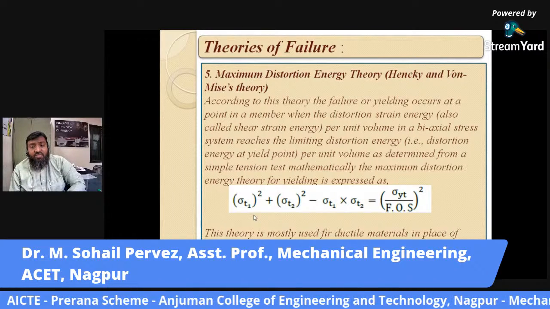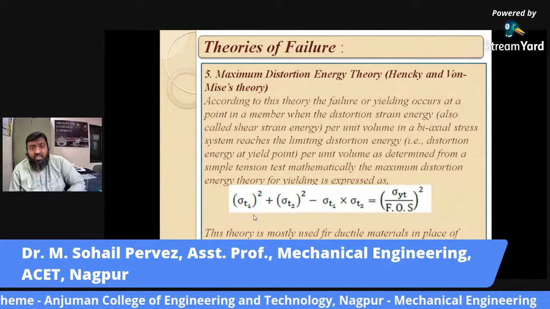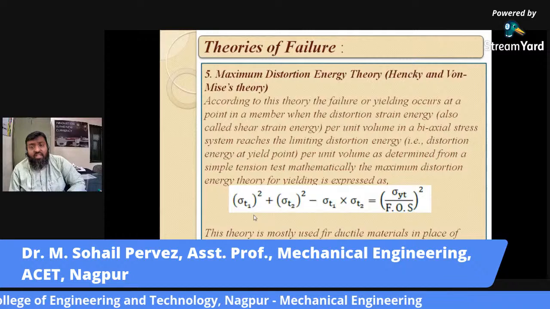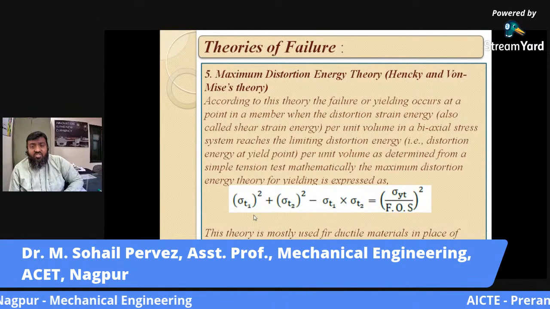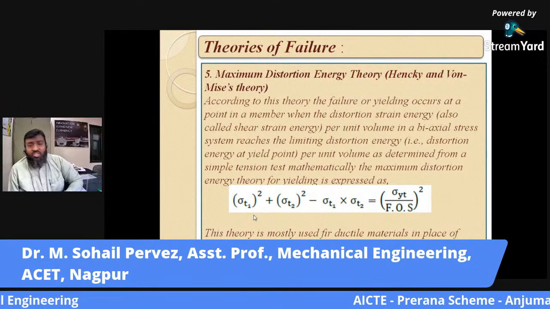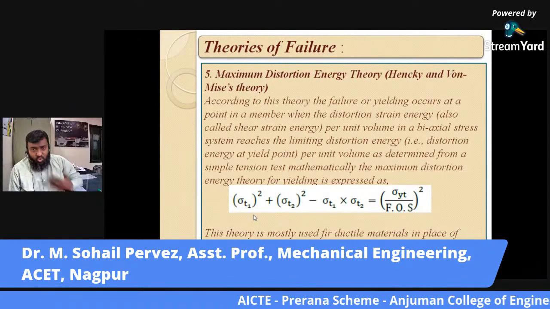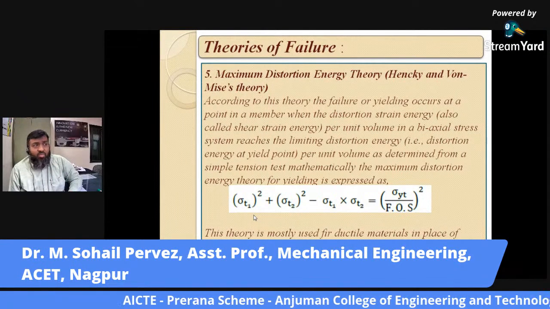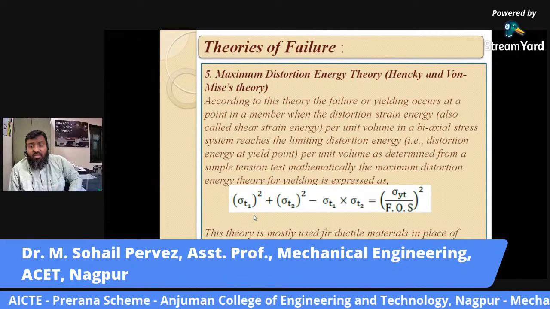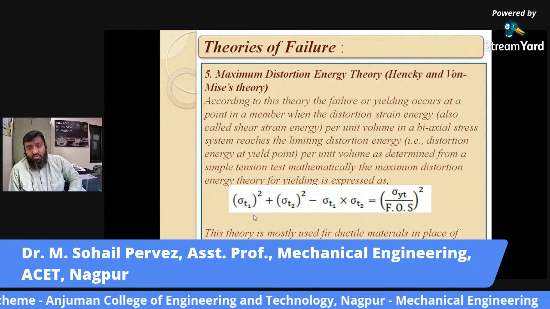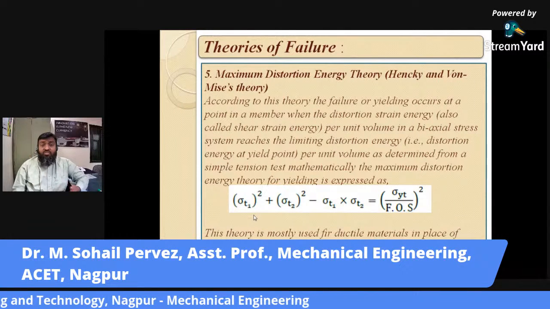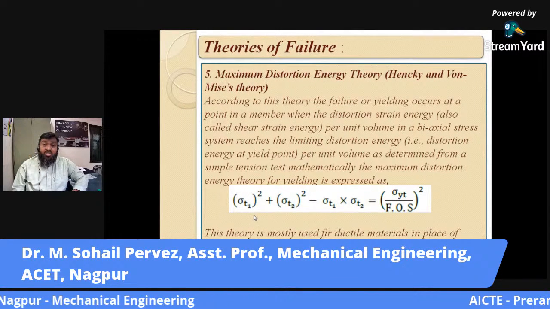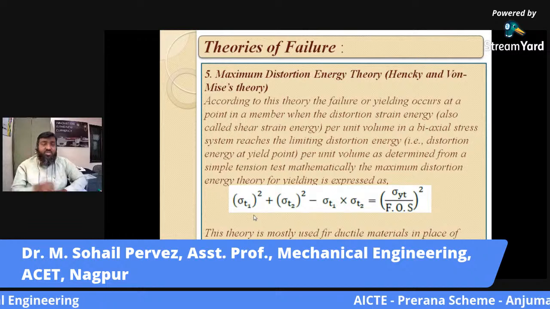According to this theory, the failure or yielding occurs at a point in a member when the distortion strain energy, also known as shear strain energy, reaches the limit. Now, what is strain energy? The energy stored in the body when an elastic body is subjected to some external force. So strain energy is stored in the body per unit volume. Which energy? Shear strain energy in a biaxial stress system.